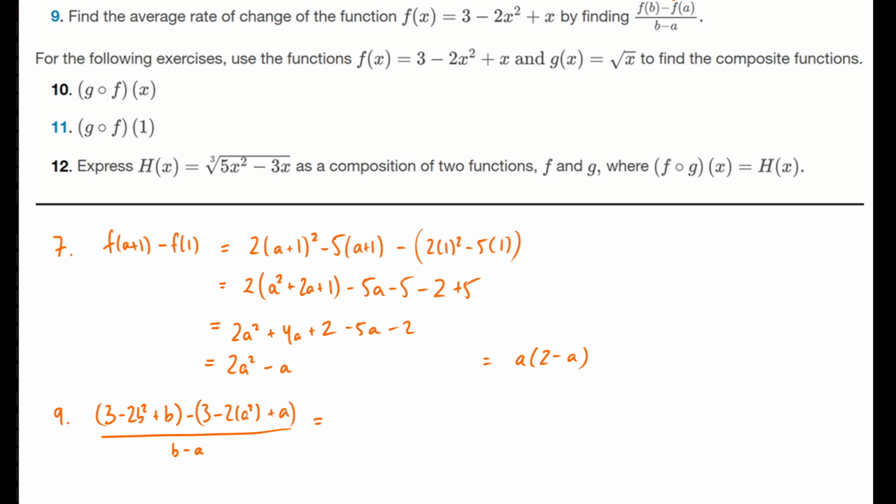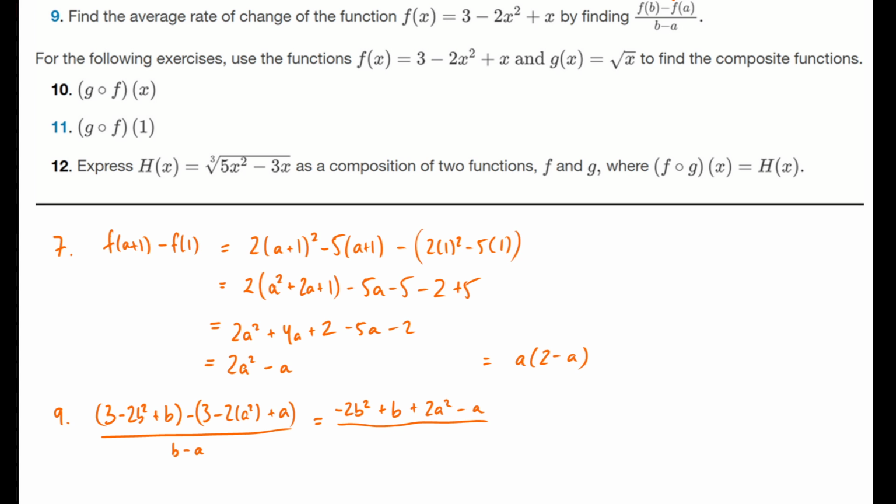So this is going to give us 3 minus 3, which is 0. We're going to get negative 2b squared plus b. We're going to subtract 2 times negative a squared. So we're going to add 2a squared, and we're going to subtract a. So we can do this.